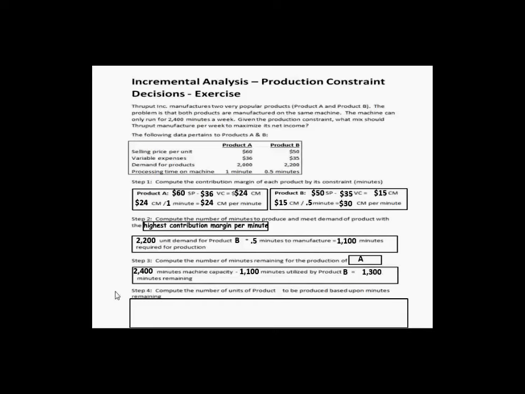So step number 4 then is we want to compute the number of units of product A to be produced based upon these minutes remaining, which again is the 1,300 minutes. So we take the 1,300 minutes remaining, we divide it by the 1 minute that it takes to produce a unit of product A, and what that tells us is that we can produce 1,300 units of product A. So the optimal solution, or the solution to maximize our net income in this case, would be produce 2,200 units of product B and 1,300 units of product A.